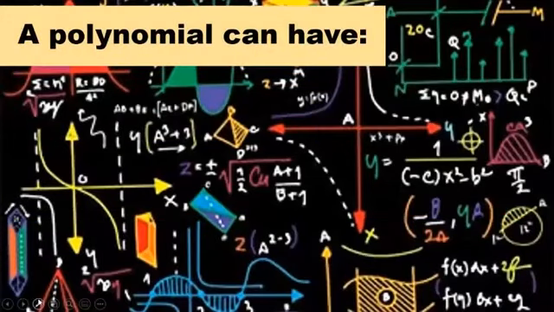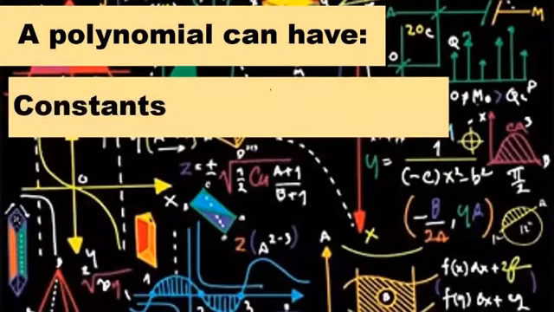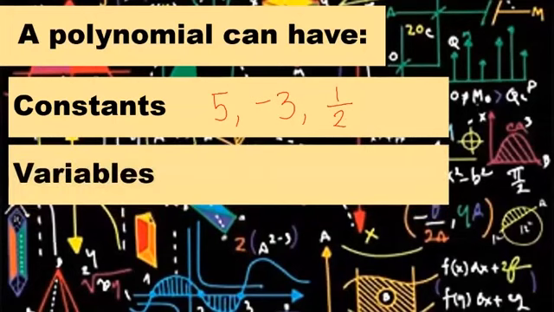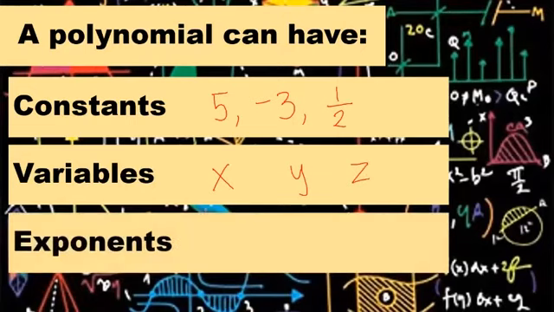A polynomial can have constants just like 5, -3, or 1/2. It can also have variables just like x, y, or z. You can also have an exponent just like the 2 in x squared or the 3 in y cubed.